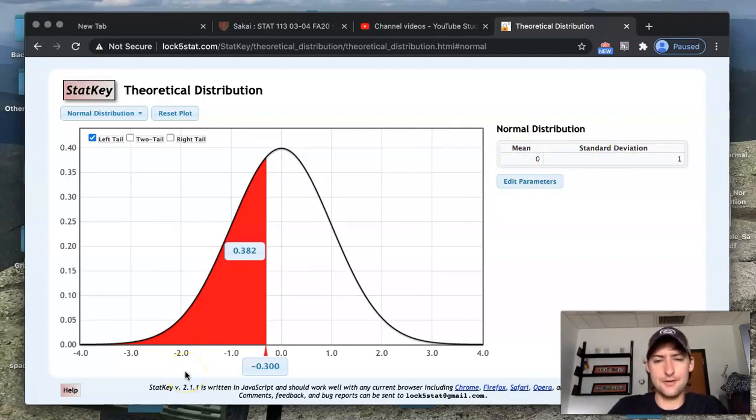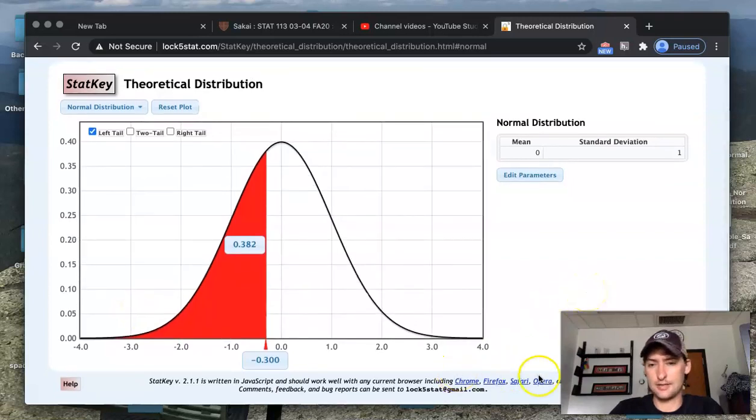Okay, cool. So hopefully this was helpful. If you have any issues with StatKey, email me right away. It should, as it says at the bottom, perform well with most browsers. Oh, it says Internet Explorer, but that's a terrible browser. So if you have any issues, let me know.